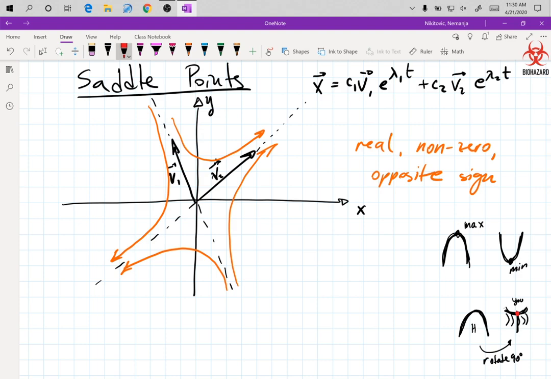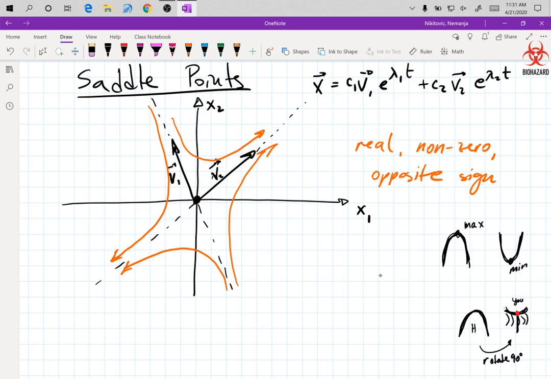I just noticed the mistake over here that I put x and y instead of x1 and x2, which are solutions. And all right. So in this case here, for the saddle point, this point, the red point, is the min and the max at the same time.